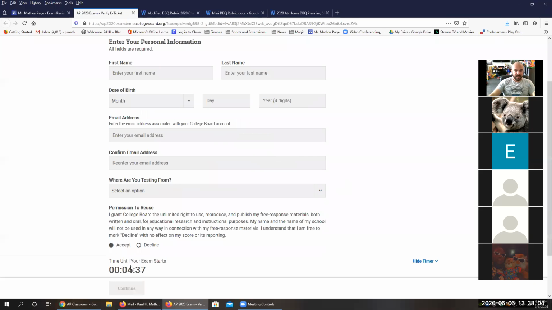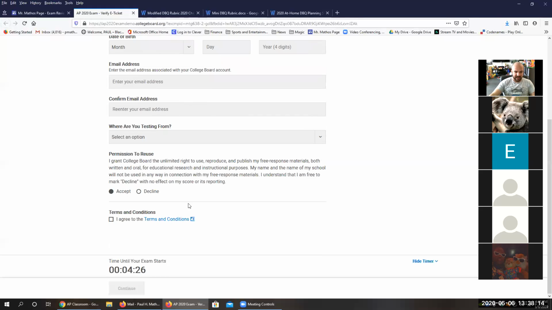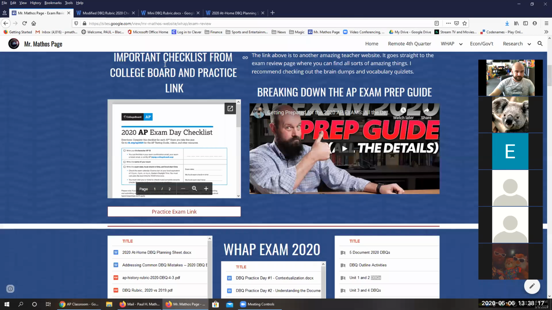You're going to have to fill stuff out before the exam starts and fill in different information that you're going to get emailed to you. Practice doing this and knowing what's going to happen for the day of. And this checklist and this guide will help you be comfortable with that.